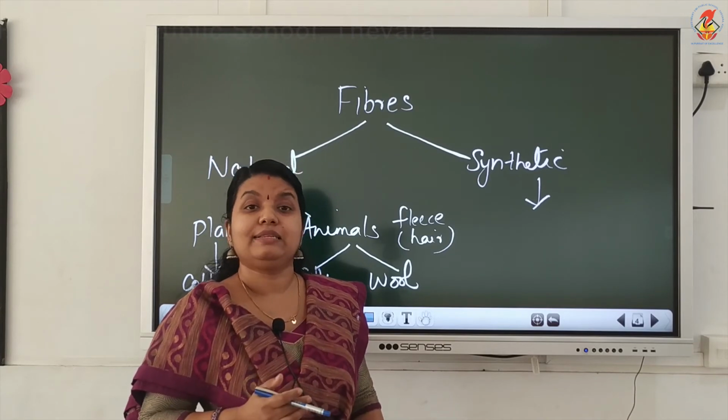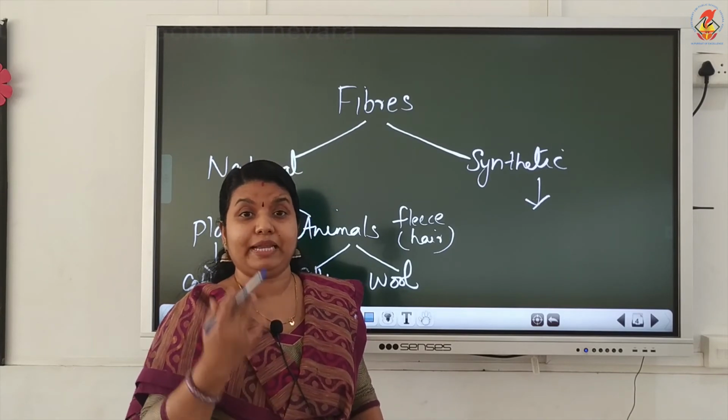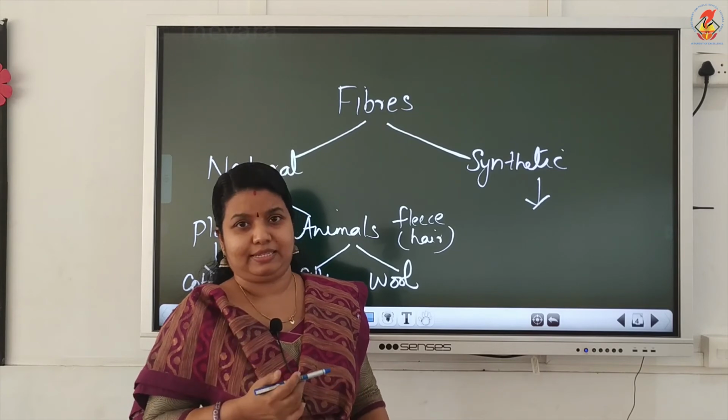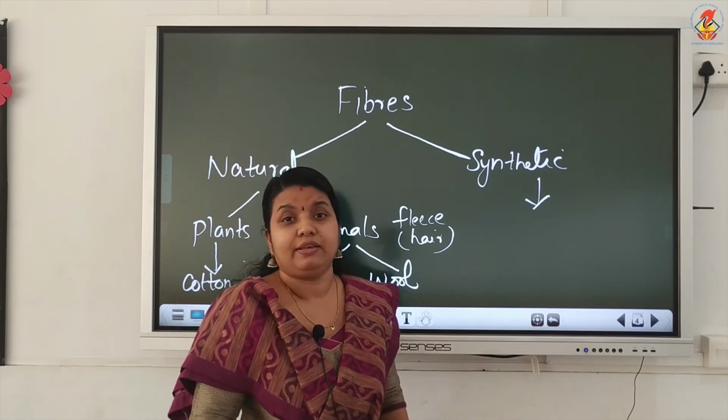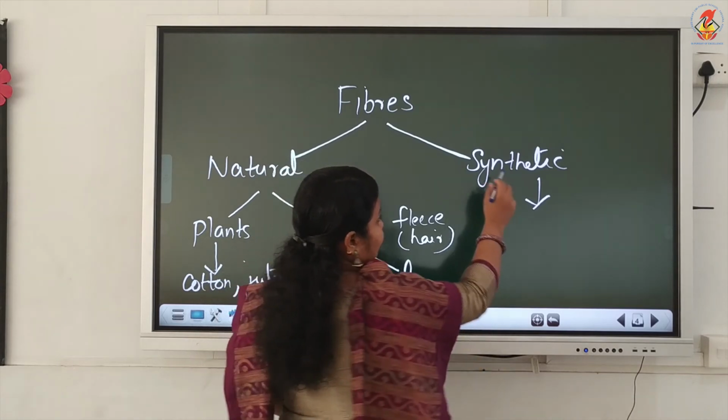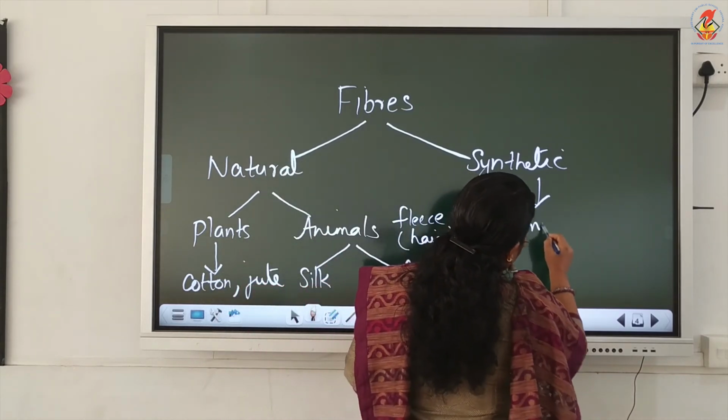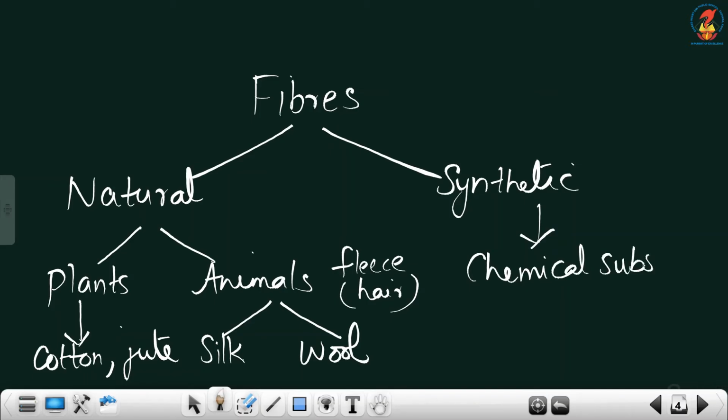So later, fibers made from chemical substances were known. They are known as synthetic fibers. So fibers which are made from chemical substances are known as synthetic fibers.